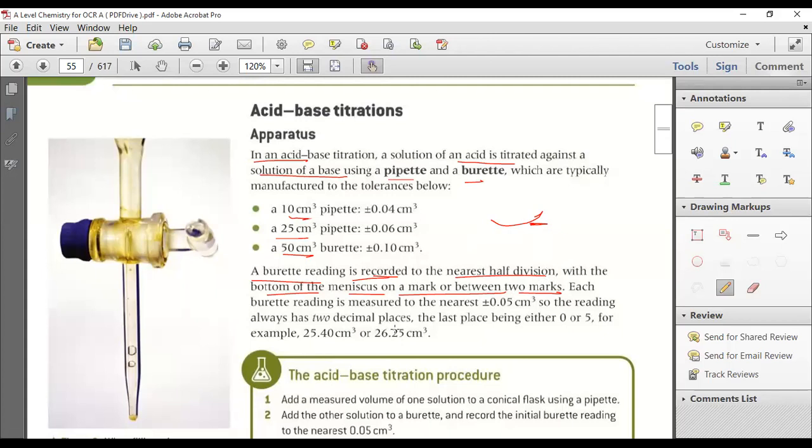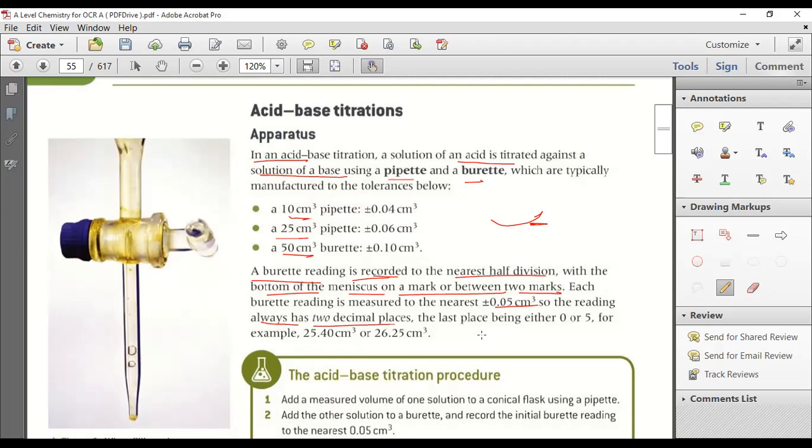Each burette reading is measured to the nearest 0.05 cm³. So the reading always has 2 decimal places. Always take the reading up to 2 decimal places, the last place being either 0 or 5. So you can take it as 22.4 or 22.5 or 22.0. It can't be like 22.43.